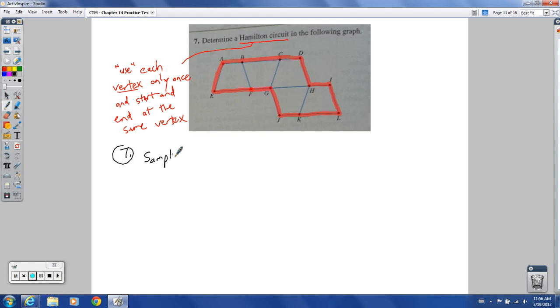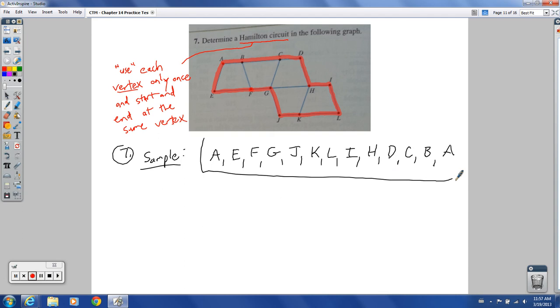This is not the only way. I believe your book has another way. Yes, it does. It went the opposite way of what I did. So it started this way and went around this way, but I'm going this way in the other direction. So A, E, F, G, J, K, L, I, H, D, C, B, and back to A. So this is a sample answer. Hamilton circuit, not an Euler circuit, so we're using each vertex exactly once.